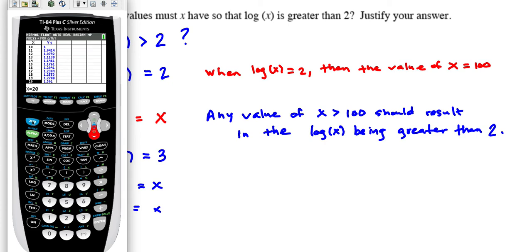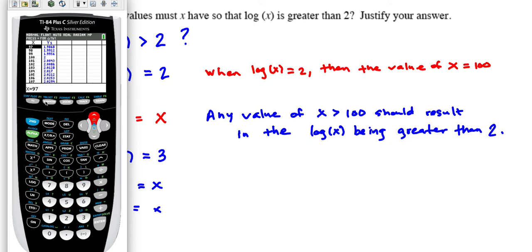Let me jump ahead a little bit. Once we get all the way up to where we're putting in 100, that's where it equals 2. So anything less than 100 was less than 2. When we put the log of 100, we said it was equal to 2, and we figured that out. But then as we go over it, everything above there is going to be more than 2.